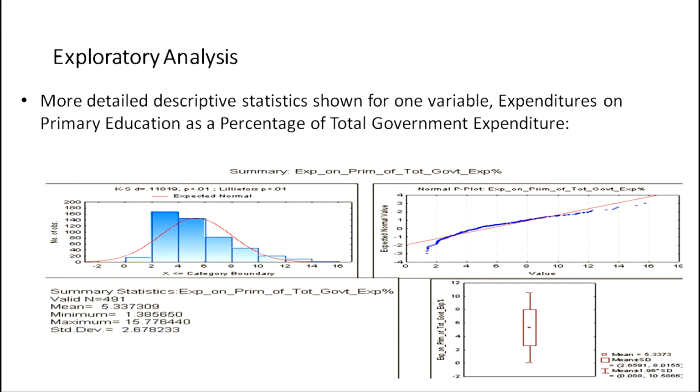Here we see a little bit more detailed descriptive statistics shown for one of the variables: expenditures on primary education as a percentage of total government expenditure. Alright, on the top left we have a bell curve representing the data, and then we also have some more statistics in the bottom left, as well as a few more visualizations of the data.